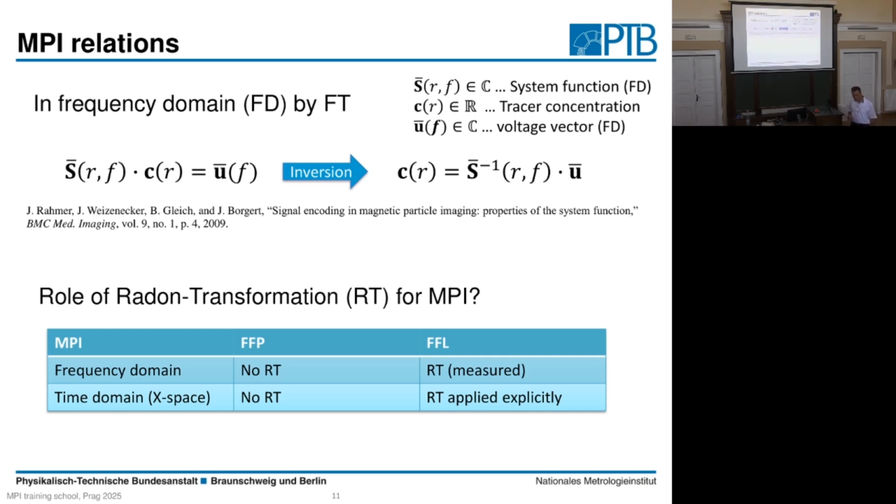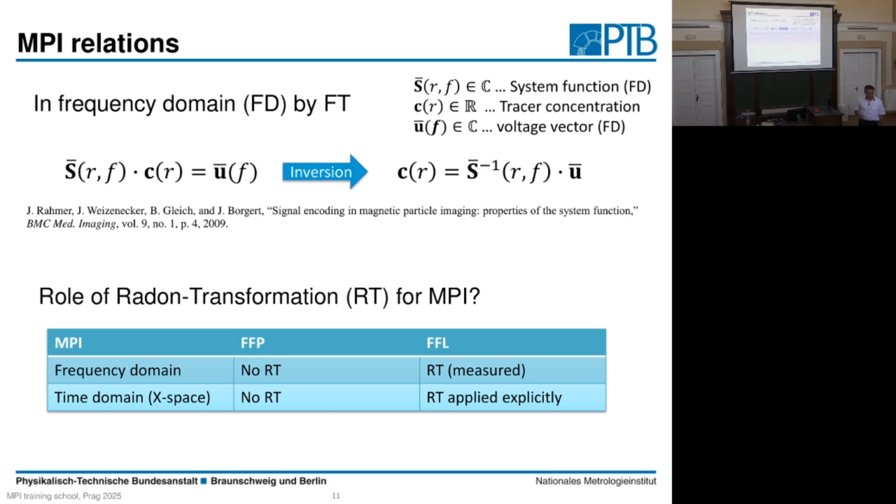So, relation to MPI. In MPI, we also solve an equation system, but we do this in the frequency domain, and we measure the system function and the right-hand side, the u, in the time domain. So we have to use Fourier transformation to bring them to the frequency domain. And equivalently, like before, by inversion we get our tracer concentration distribution in space.